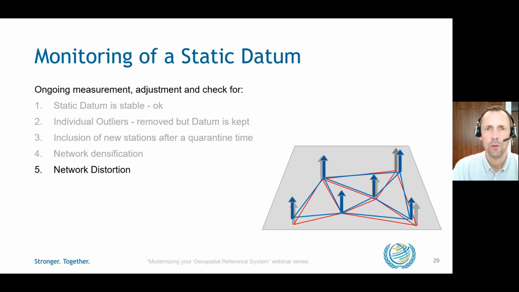Up to now, we showed just the changes adapting the existing static datum. But what happens if we find out that the quality of the datum doesn't meet our requirements anymore, either by degrading of the existing datum or through increasing of the requirements through technological evolution? This picture indicates such a distortion of the whole network. In this case, we would need a new static datum.